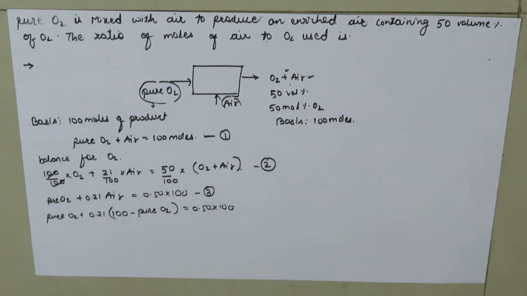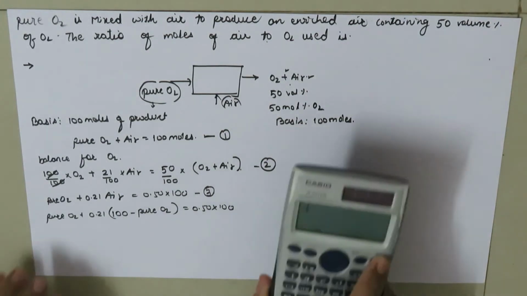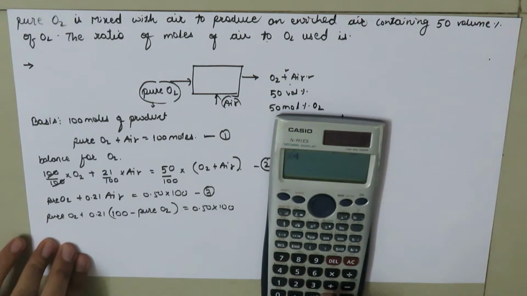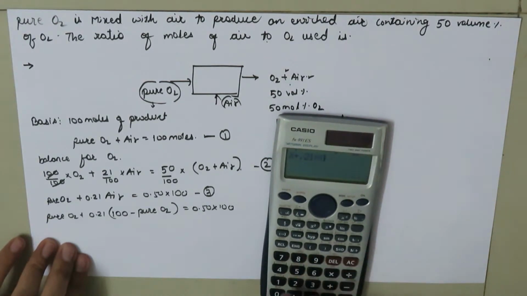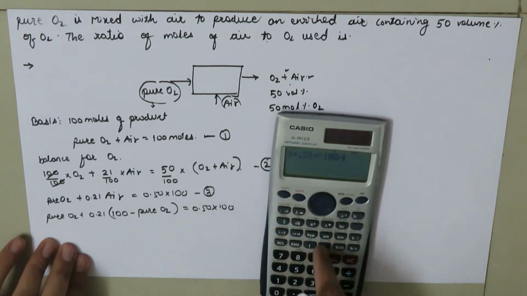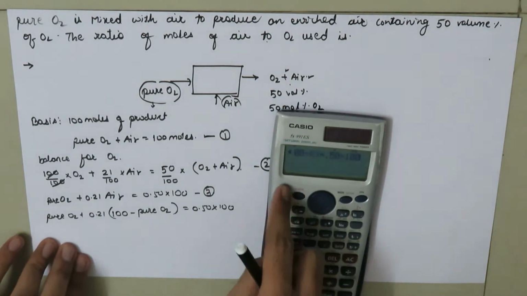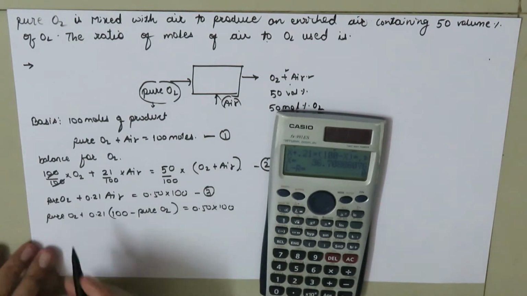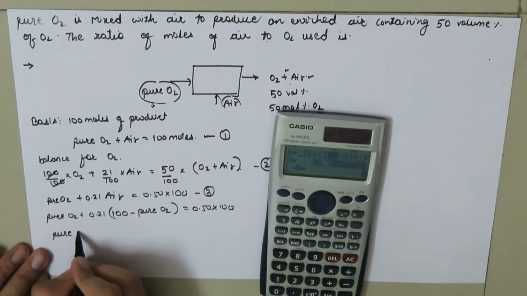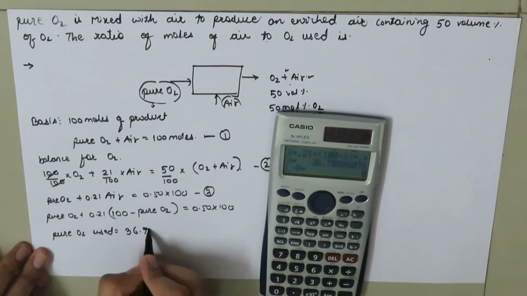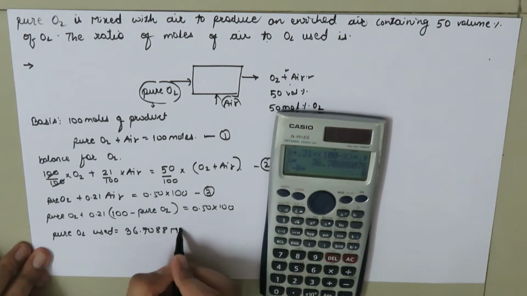We can calculate this value. Let me take my calculator. If we substitute these values in our calculator, x plus 0.21 times 100 minus pure oxygen is equal to 0.50 times 100, and we'll get the pure oxygen used as 36.7088 moles.